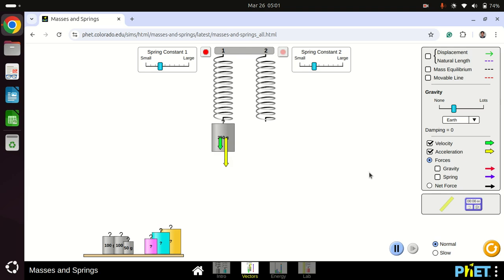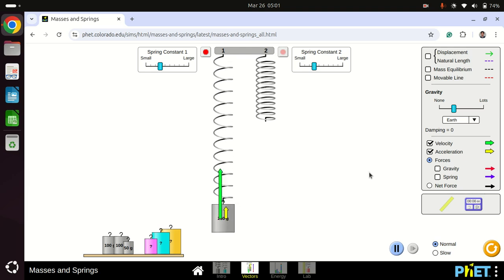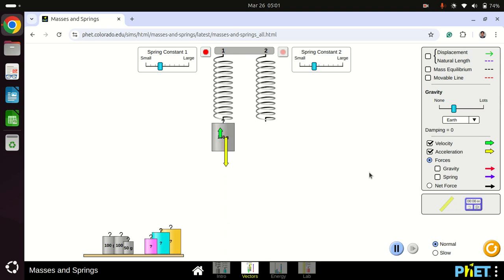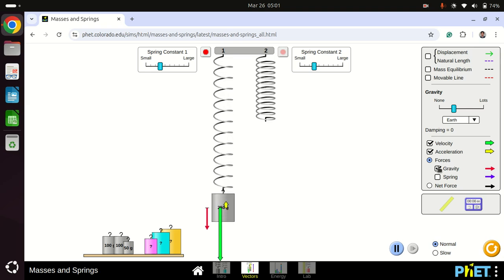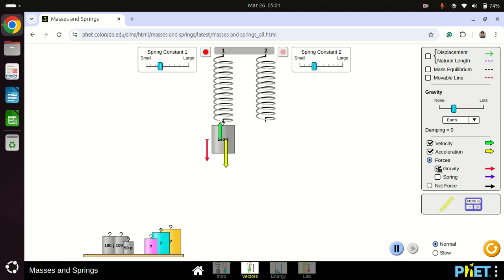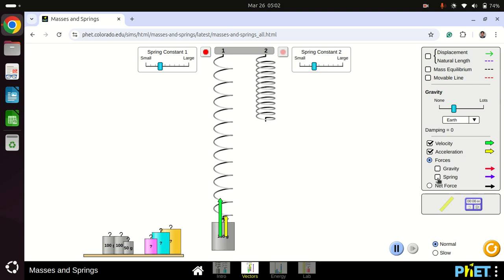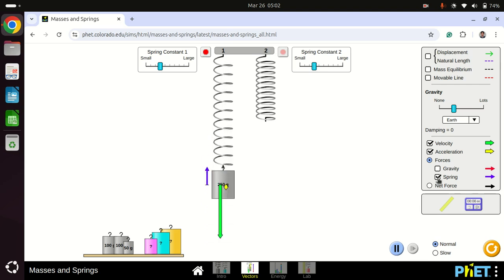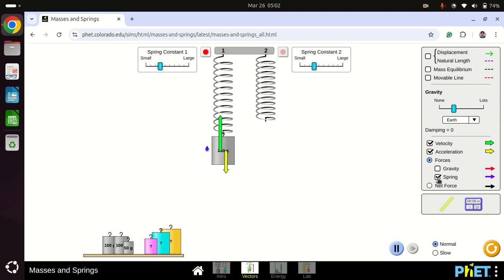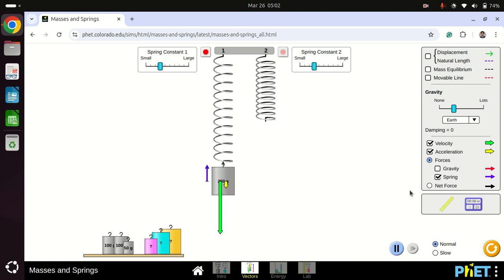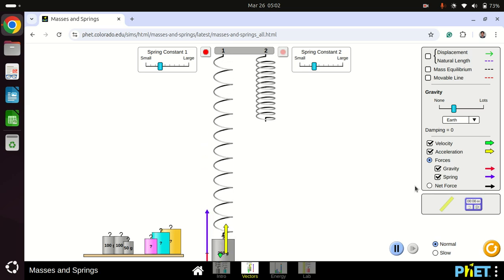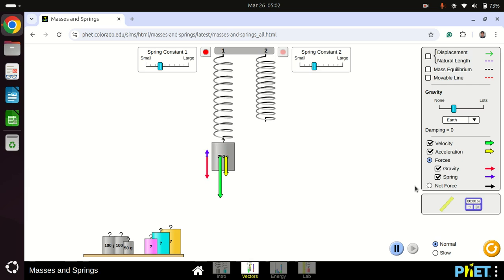Now you can see the direction of velocity and acceleration are always opposite to each other. Now you can see the direction of gravity is always the same, so we will not see that. Now the direction of force, you can see it is always bringing upward because the force of gravity is always downwards. You can see here.